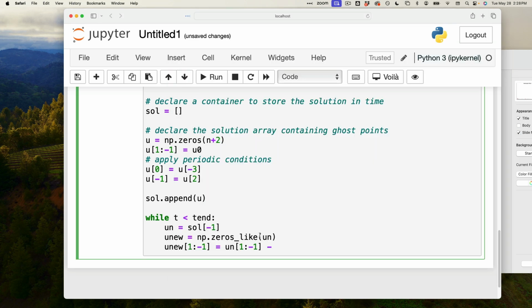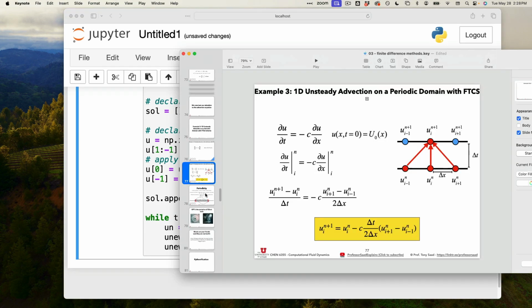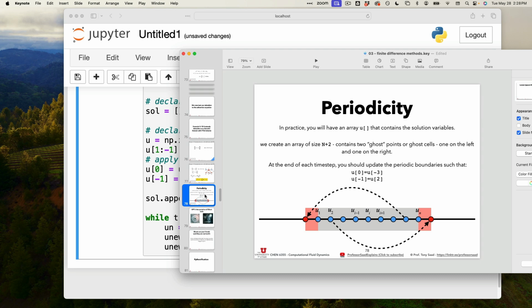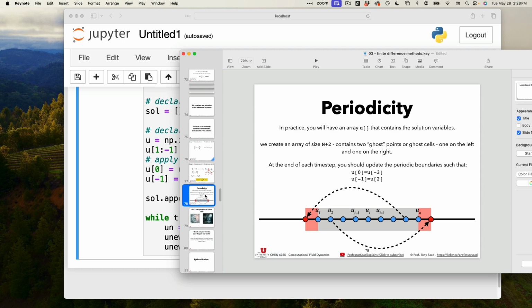Okay. So here's what we will do. We will do minus c times dt over 2 delta x. Now it's time to do that stencil operation. And it's going to be ui plus 1 minus ui minus 1. So what this looks like is this, u2 minus u minus 2. So when you think about the arrows that I showed you earlier, this is saying that all the ui plus 1 points, if I start with u1, that's the point I'm starting with. I'm not touching the ghost cell.